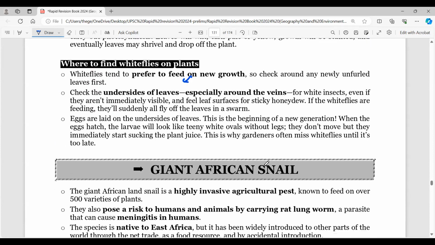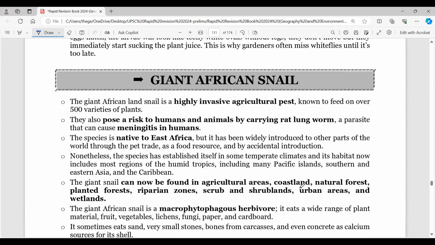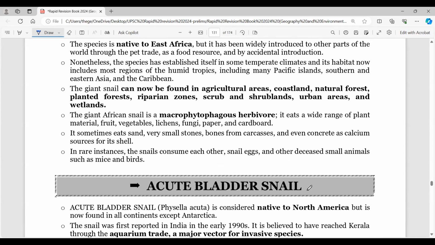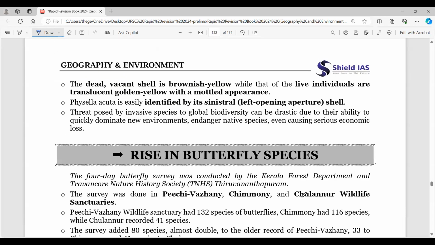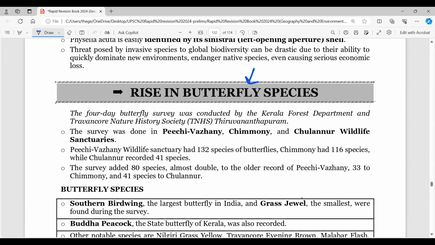If you are interested in gardening, come to the giant African snail. The name itself tells us it's from Africa, East Africa, basically. You can look into this. Now acute bladder snail. This is another one, native to North America, right? So this is important.